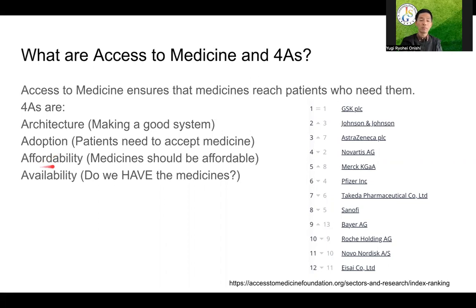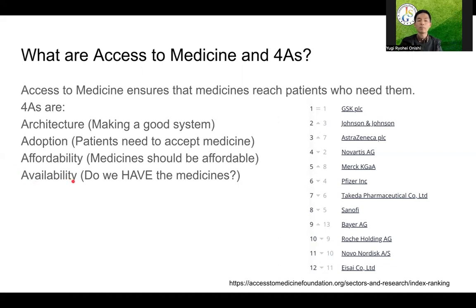And next is affordability. This is a long word, but this means cost, price. Medicines should be affordable. Affordable means cheap. Affordable means not expensive, right? So if the medicine for one disease, for example, COVID-19 vaccination is 1 million yen, it's too expensive. So affordability is an issue. So we need to think about how to decrease the price of the medicines or how to decrease the price of the vaccinations, right? Next, availability.